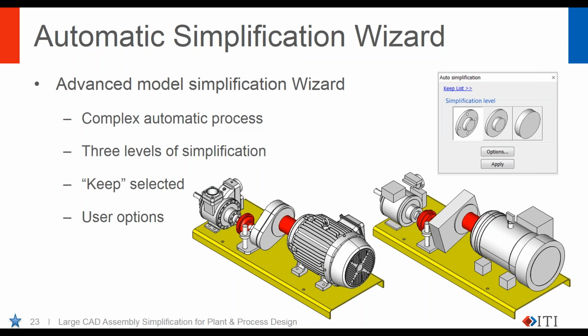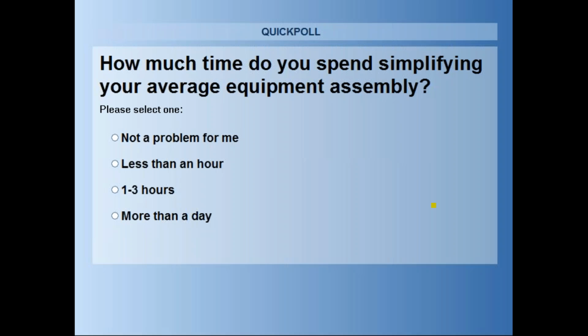So I've highlighted a few of the things that we can apply to geometry to simplify it. Now, I'm assuming that people on the call have to do a lot of these things themselves to simplify their models. So it's probably another good point to do a poll question on the level of simplification and how much time you have to spend doing this. Yeah, let's ask that question to our audience. Everyone, let's ring in here quickly. How much time do you spend simplifying your average equipment assembly?